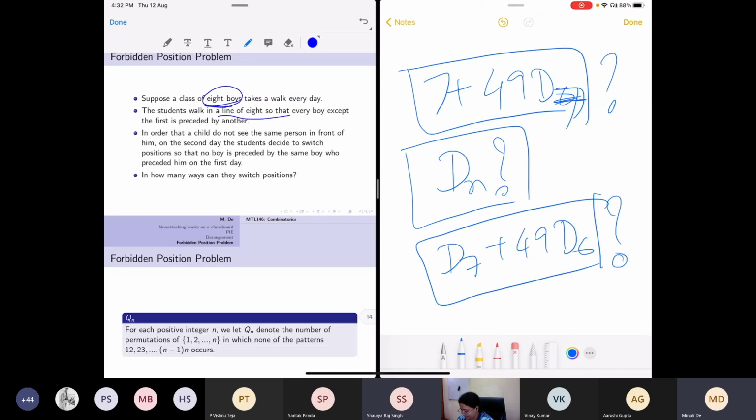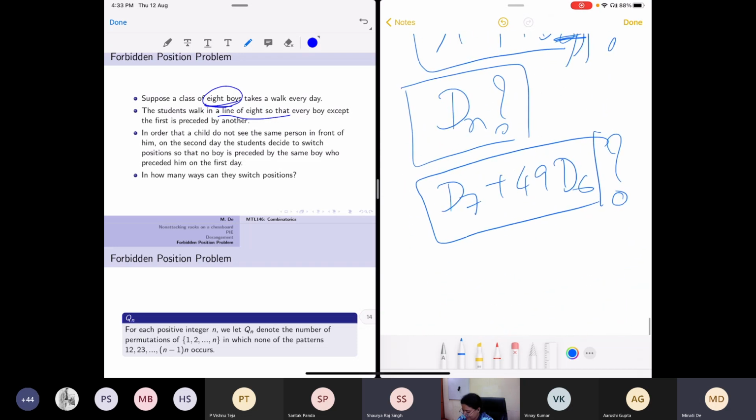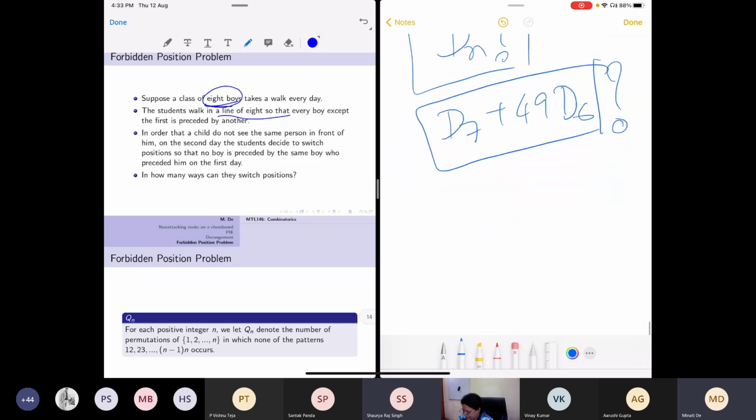You need to give a proof. I mean, without proof, I can't say that this is correct. It's basically the same thing the above guy said about D7 plus 7 D6, D7. What is the logic? Tell me the logic.